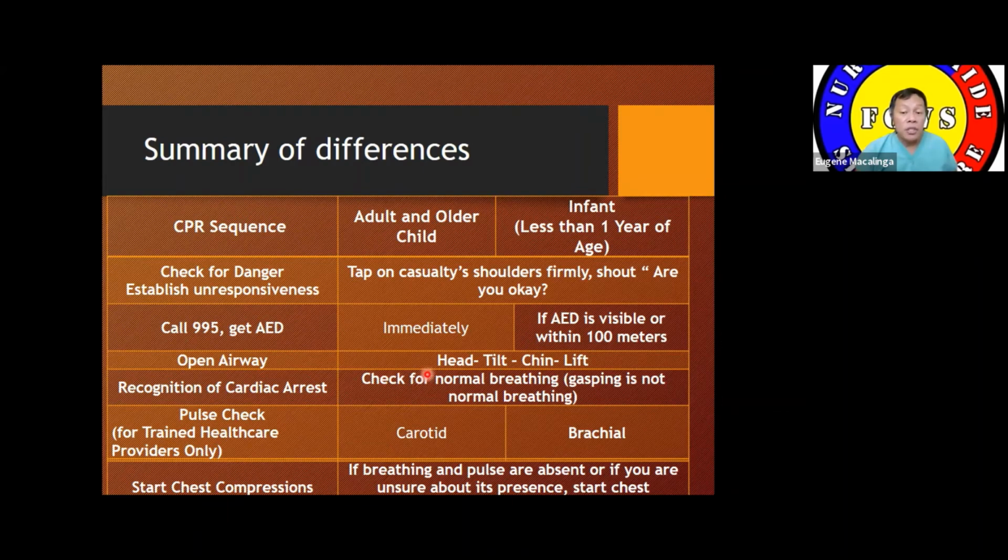If breathing and pulse are absent, or if you are unsure about its presence, start chest compression and perform 5 cycles of CPR. So we do 30 compressions and 2 breaths. Again, this is the CPR sequence, and we're just focusing on adult CPR. In the future, we can do child CPR and infant CPR, but that would be sometime in the future.